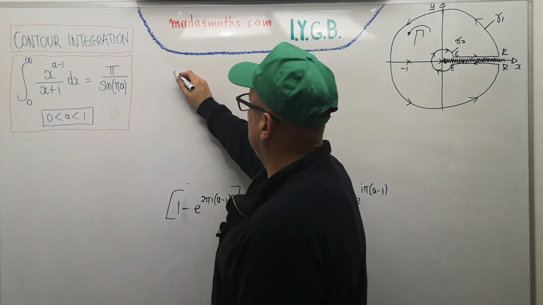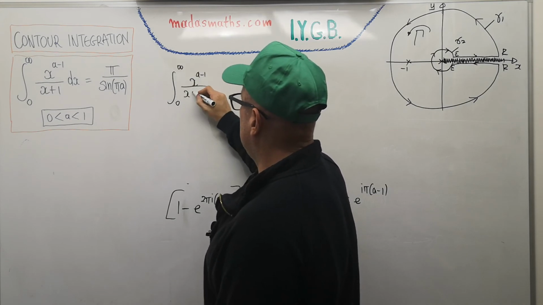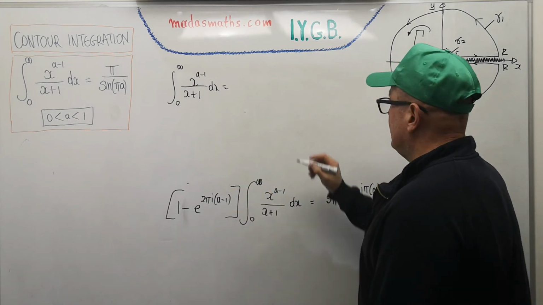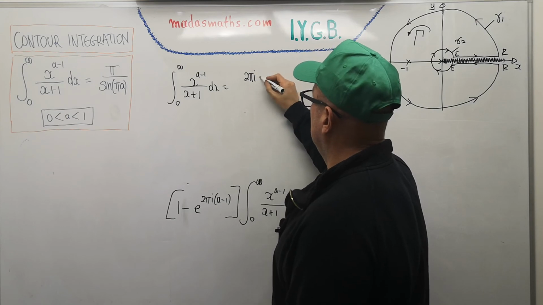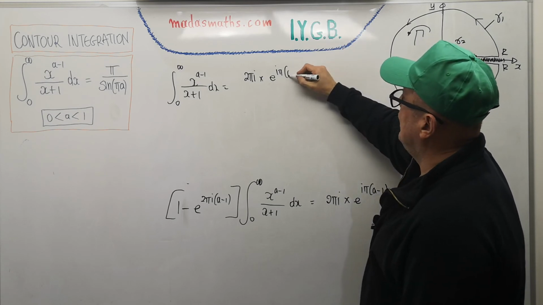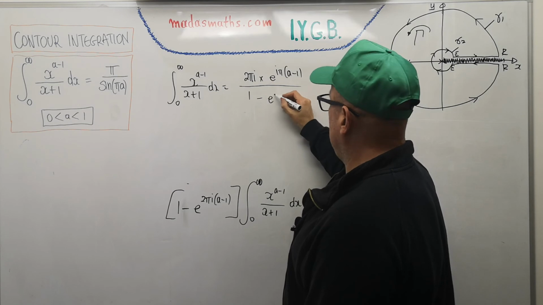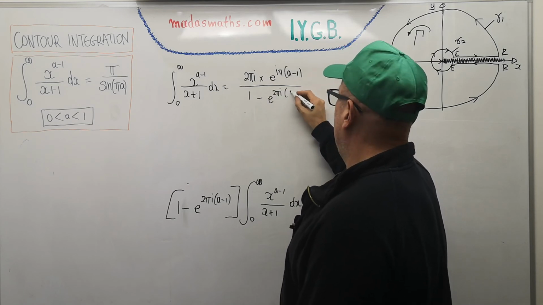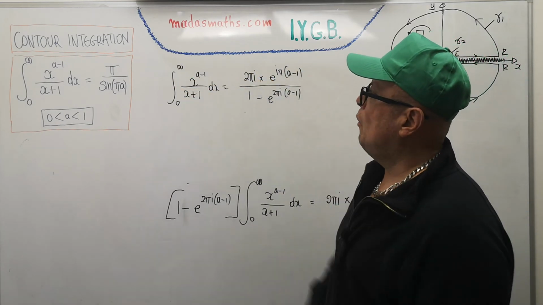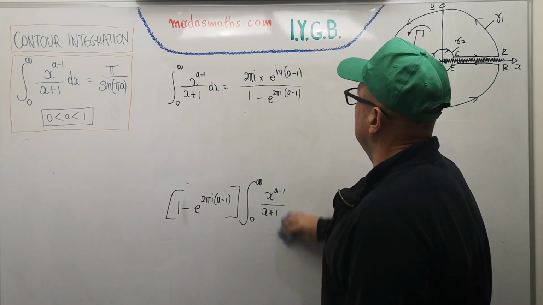All right, so we got the integral from 0 to infinity, x to the a minus 1 over (x plus 1) dx is equal to that divided by that. So that is 2 pi i times e to the i pi (a minus 1) over 1 minus e to the 2 pi i (a minus 1). And I need to show that this is in fact that quantity up there. I think I can see what I need to do.